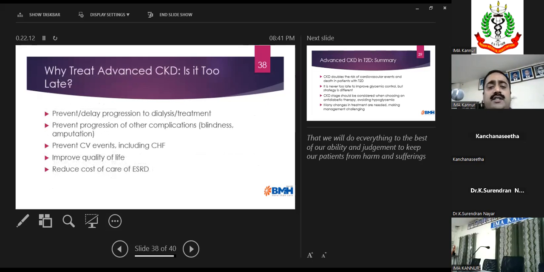And why treat advanced CKD? Yes, we cannot substitute an organ that is lost, whether it is a damaged liver, an amputated toe, or a damaged kidney.